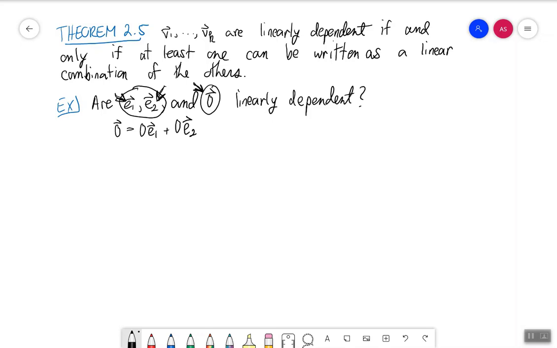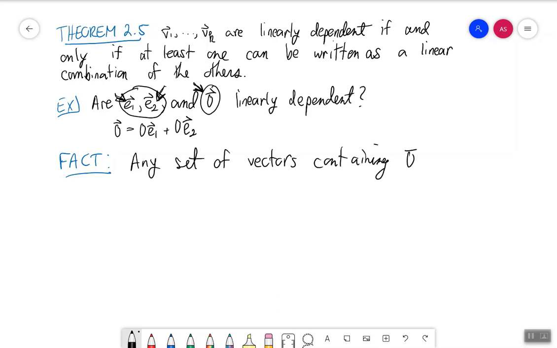So, motivated by this idea, I want to give you one fact. And you might be able to guess this fact based on what we just did in this example. Namely, any set of vectors containing the 0 vector is linearly dependent. And that's because I can write the 0 vector as 0 times the first vector plus 0 times the second vector plus dot dot dot plus 0 times the last vector.